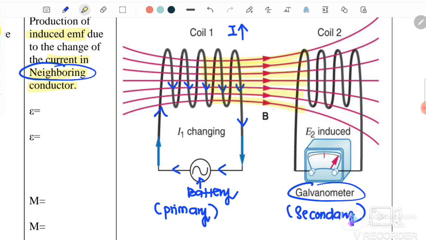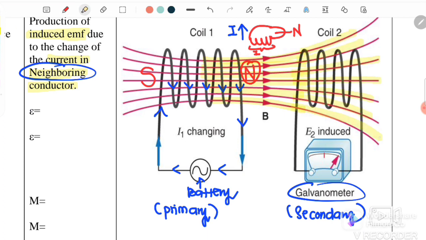So how do we know the magnetic field is out from the coil? We can use the right hand grip. Still remember the right hand grip, where the thumb represents north and the fingers represent the direction of the current. If we grab, the current is flowing downward, so this is a north pole and this is a south pole. The magnetic field lines will go out from the north pole and go to influence coil 2.